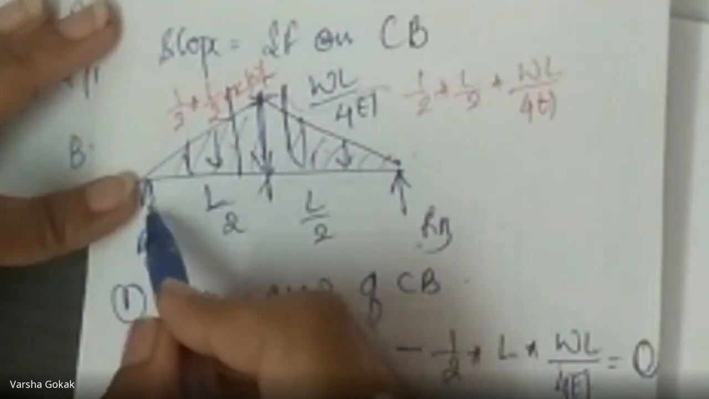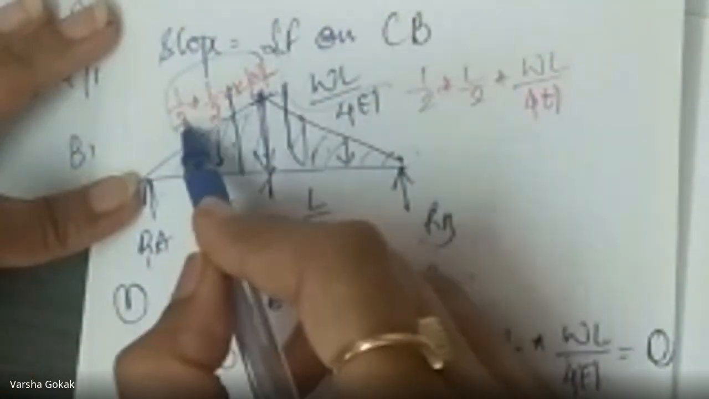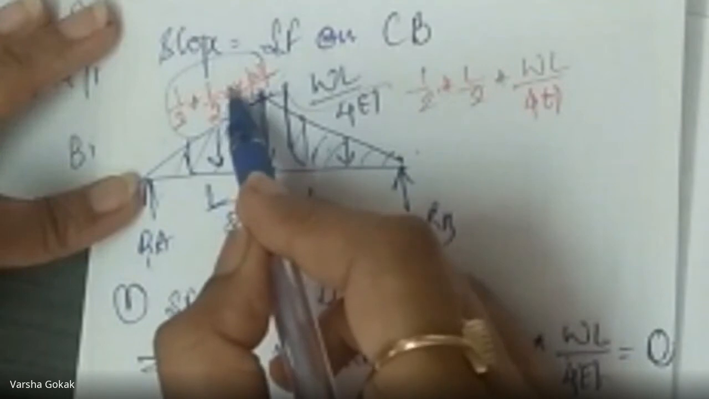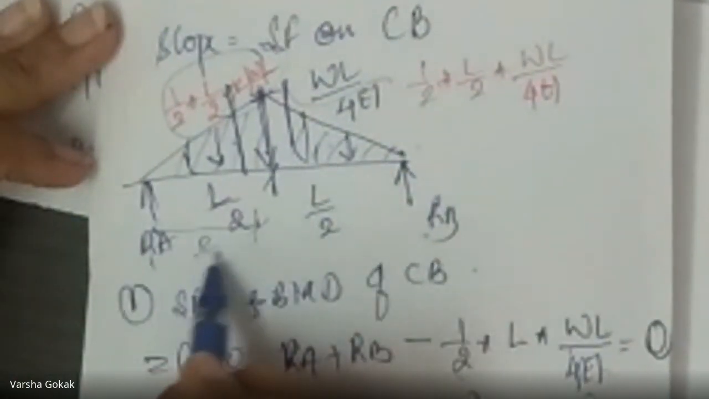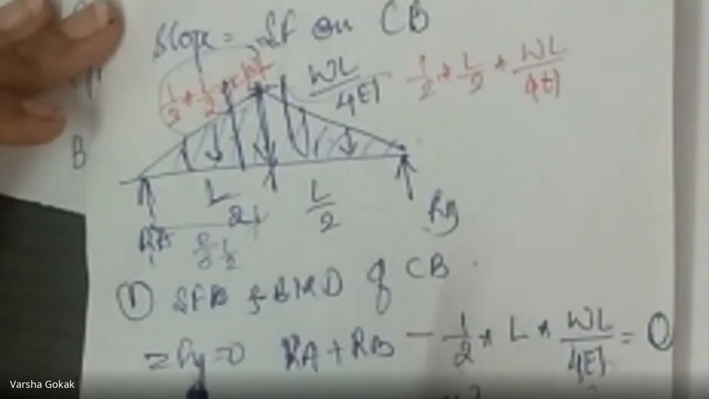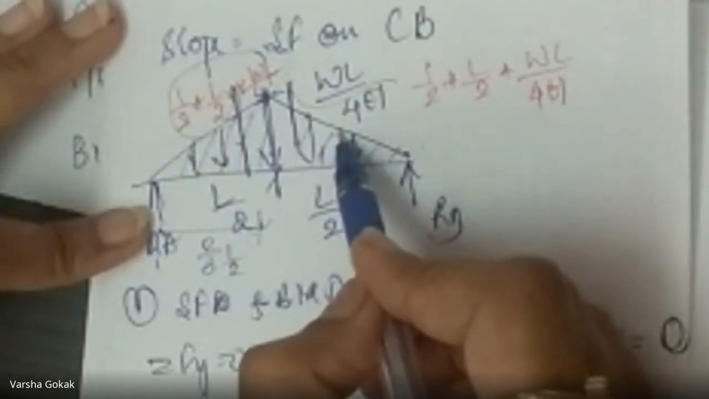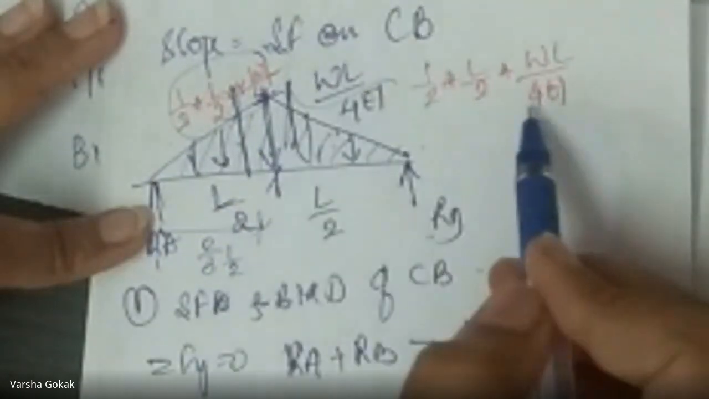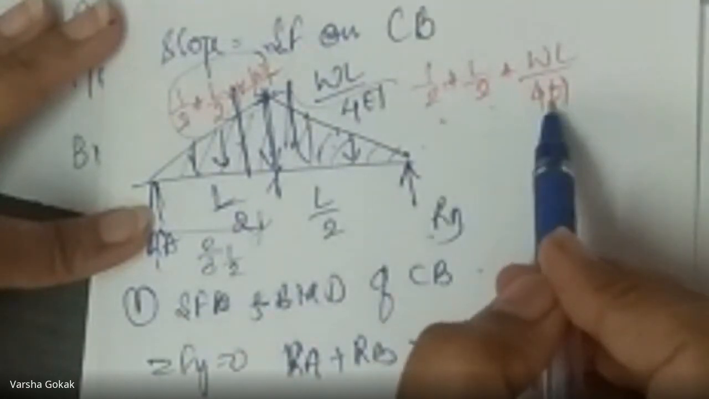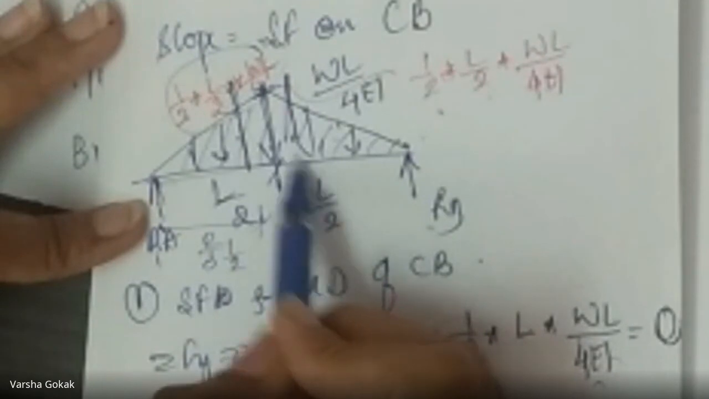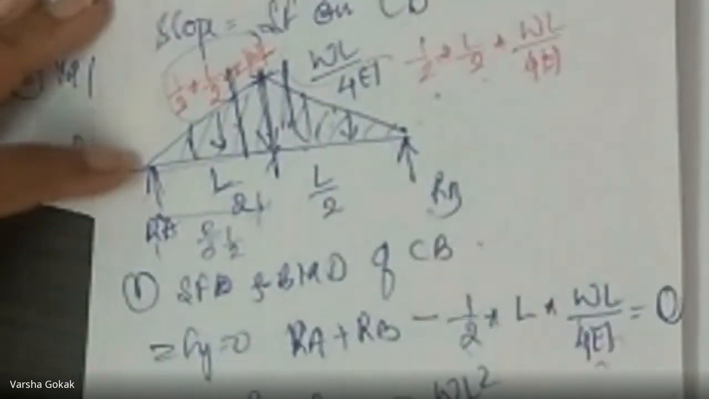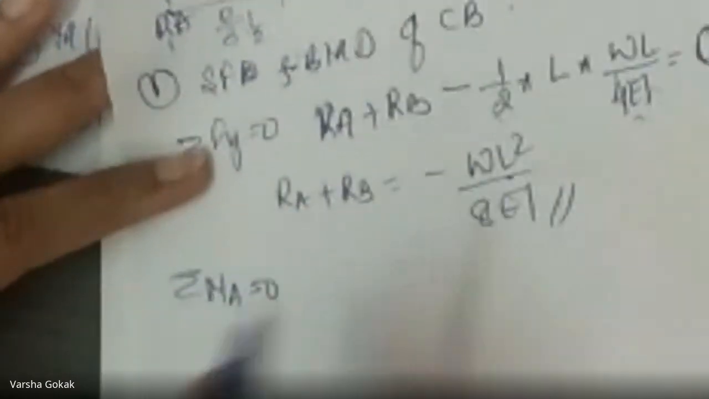Right? Now when I'm writing moment at A, half base into height becomes the force into this distance. How much is this distance? This is 2/3 of L by 2. And when I take the moment because of this side triangle, this load is half base into height only, and distance would be L by 2 plus 1/3 of L by 2. Okay. So basics are very important over here.